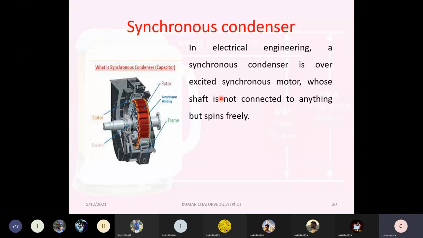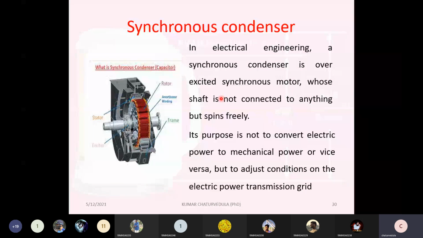So here we are not going to connect the shaft of the synchronous motor to anything. We are making it run freely. So there is no electrical input being supplied and no mechanical output being taken. The synchronous motor is just allowed to run freely, like a freewheeling diode.